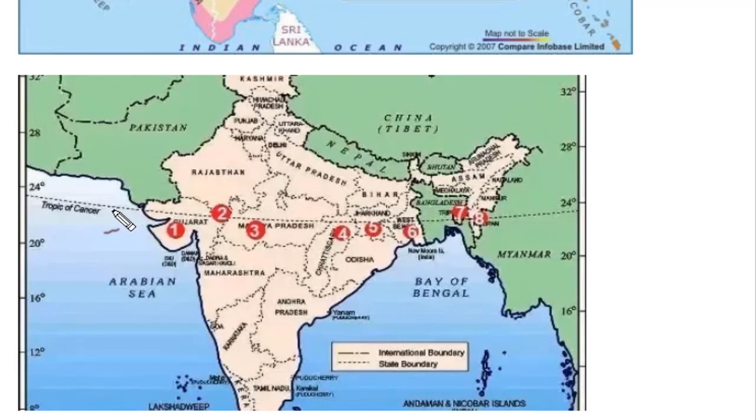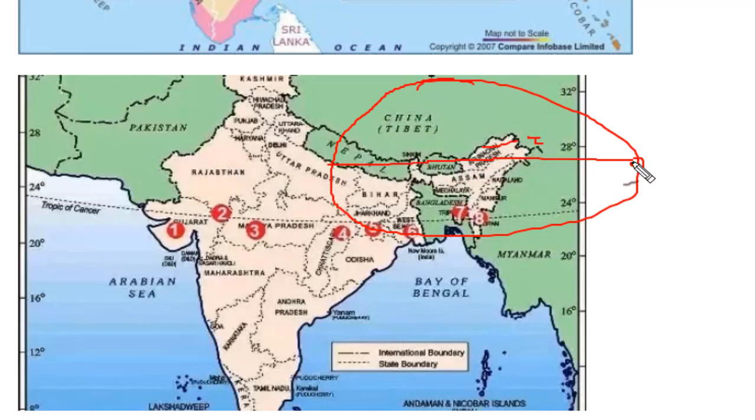Tropic of Cancer is a very significant latitude, as we have seen in the last video. What are the latitudes present? The longest latitude is the Equator, which lies at 0 degrees. After that there is the Tropic of Cancer. At the southern part it is the Tropic of Capricorn, and in the northern polar region it is the North Pole and the South Pole at the end.